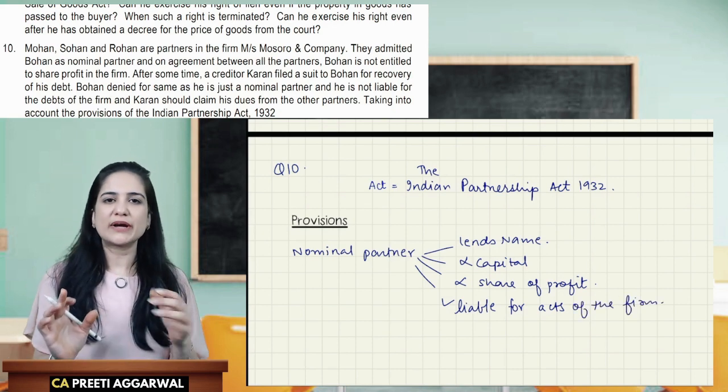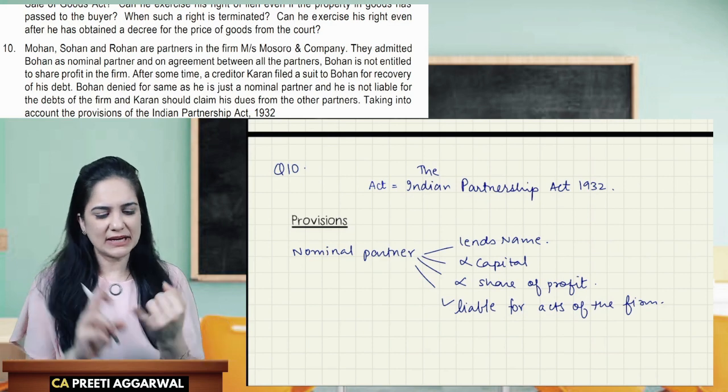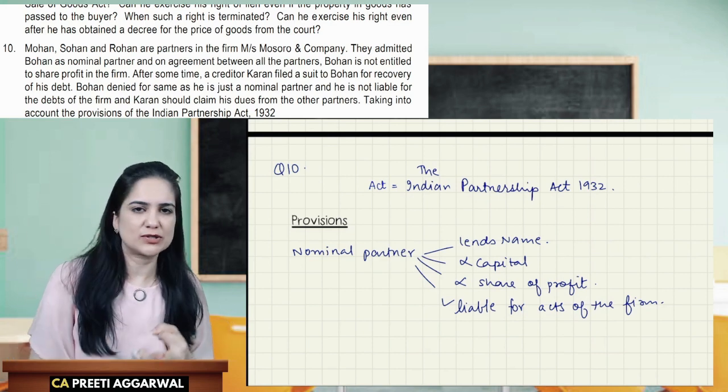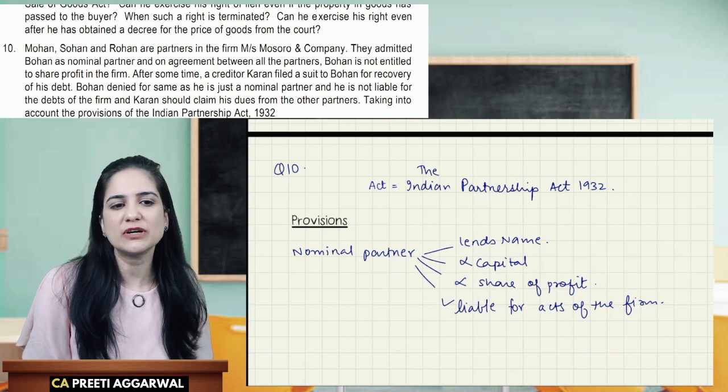Okay, so what will you write? This is just the theory. He lends his name, he does not contribute capital, he does not get a share in profit, but he is liable for acts of the firm.